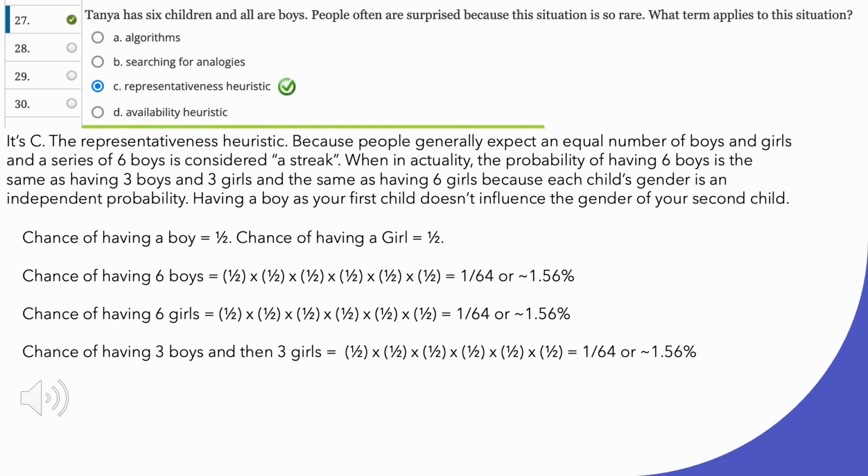The chance of a child being a boy is 50%. The chance of the child being a girl is 50%. The chance of having 6 boys is 0.5 to the power of 6, or about 1.56%. It's the same for everything else.